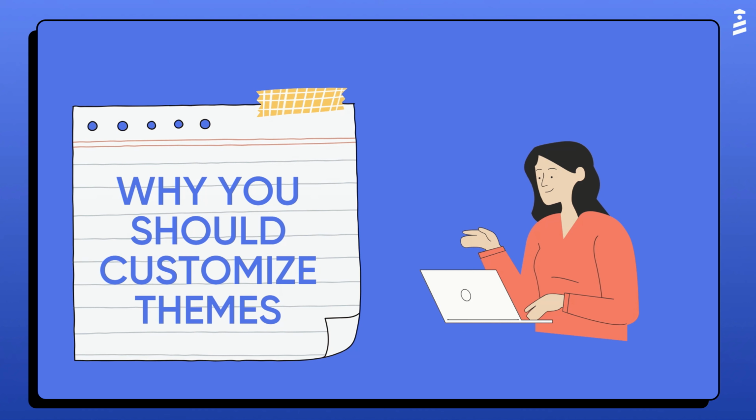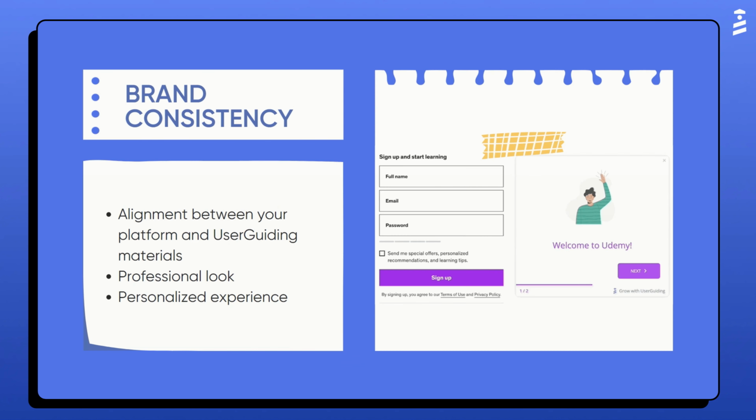Customizing a theme can bring many benefits to your website. Here are some of the great advantages of making your theme unique. We might say one benefit would be brand consistency for a professional look. Theme customization ensures alignment between your platform and UserGuiding materials. It makes UserGuiding look professional and in line with your brand image. It shows that you value your brand and provide users with a personalized experience.